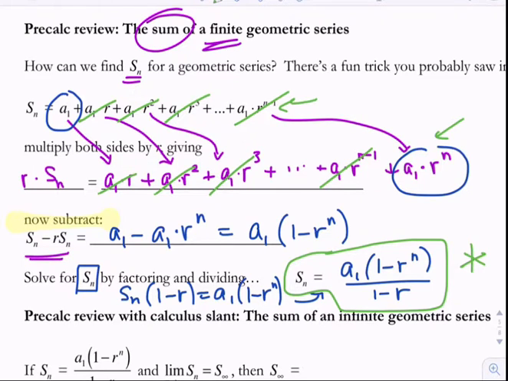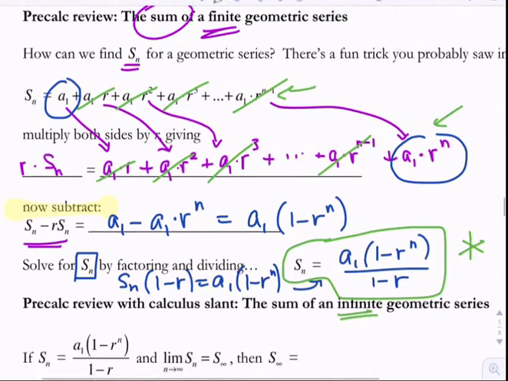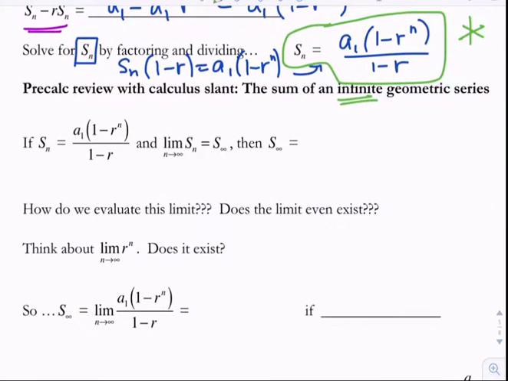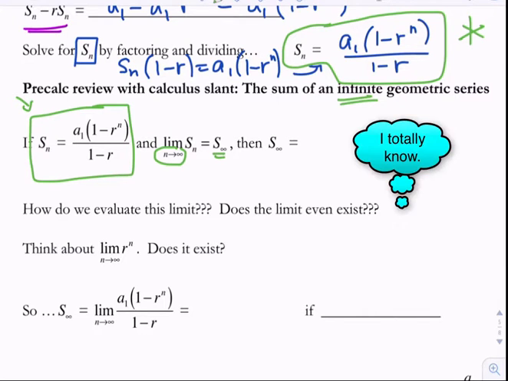Now, that's great for pre-calc. But we in calculus want to go further than that. We want to talk about infinite series. So here we've got our formula, and realize that this is our formula for our nth partial sum. This is our nth partial sum. And to find our infinite sum, we have to say what happens as n is going to infinity. So let's think about that, right? How do we do this? I don't even know if this limit is going to exist.